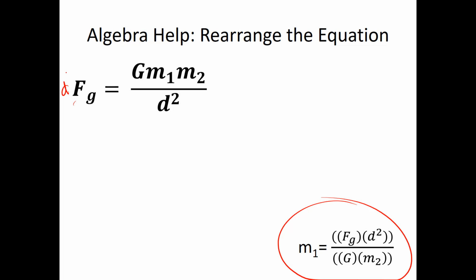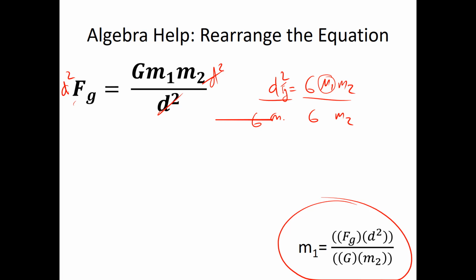So you're going to multiply the d squared there, you multiply the d squared there, and when you multiply the d squared, these are going to cancel out, and you have d squared Fg equals capital G m1 m2. At that point, we're trying to isolate one of these, so you're going to divide out the G and you're going to divide out the m2. And once you divide out both those, the G and the m2, that should have been d squared Fg.